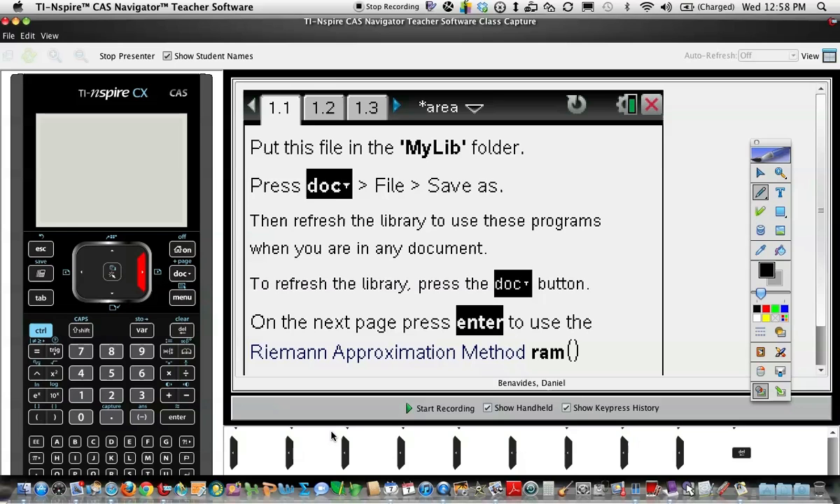All right, so we're going to go ahead and go to the next page. So hit Control right arrow to get to the next page.